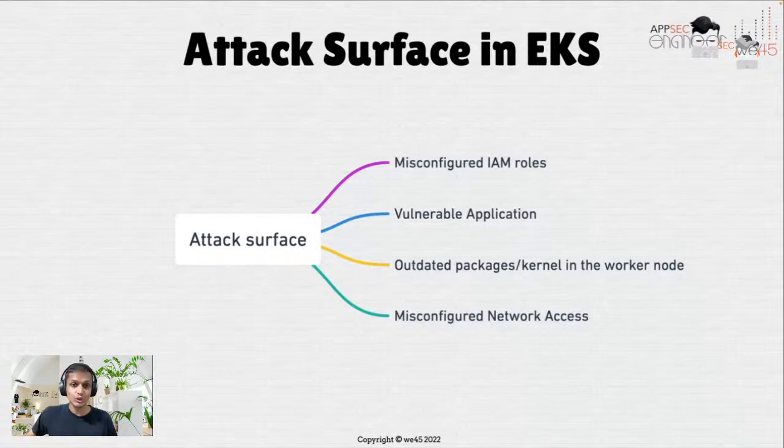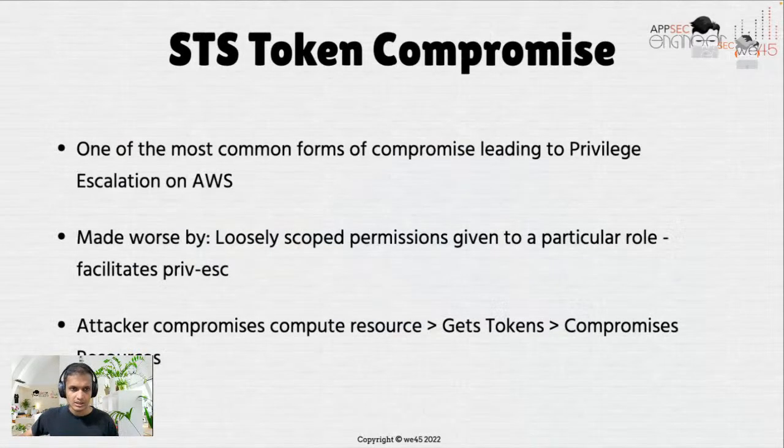So, for example, if we have an open firewall or misconfigured NACLs, this can lead to accessing applications which might be internal and which might end up leaking some amount of sensitive information as well. Right. So, on a very high level, these are some of the attack surface in a typical Elastic Kubernetes Service.